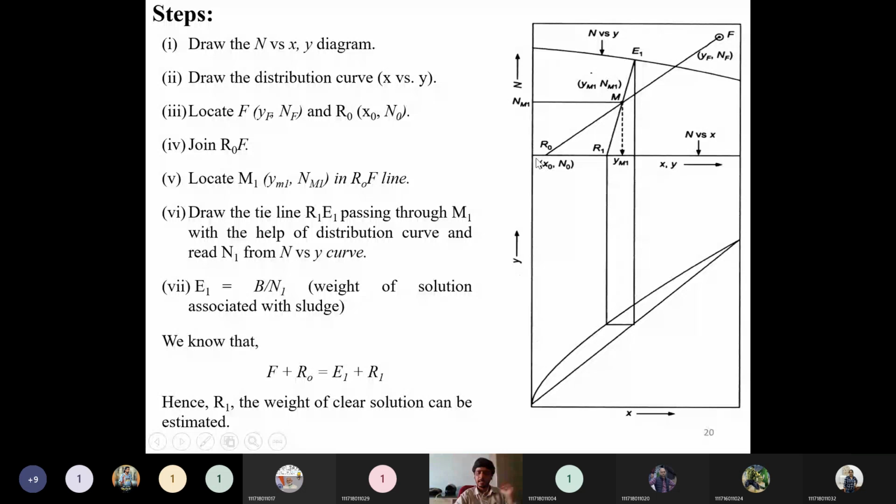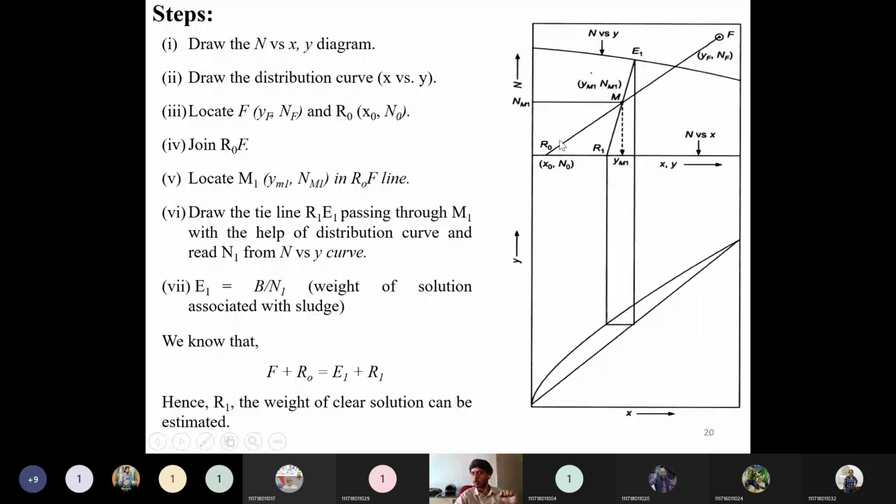Then after drawing this one, the first step you have to do is locate this point F. Point F: yF on the x-axis, then nF on the y-axis. Then the next point is to locate R0. The coordinates of this R0 are x0 on the x-axis and n0 on the y-axis. Then this will come here. Join R0 to F with a straight line.